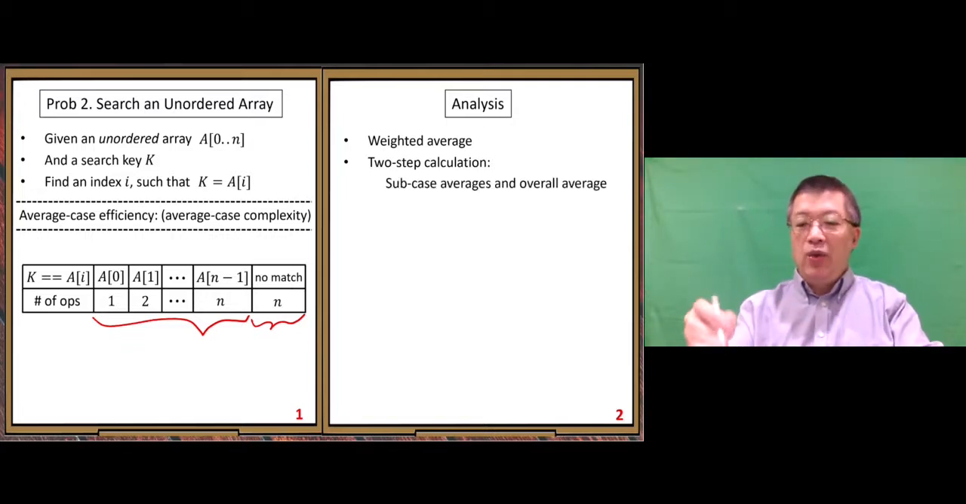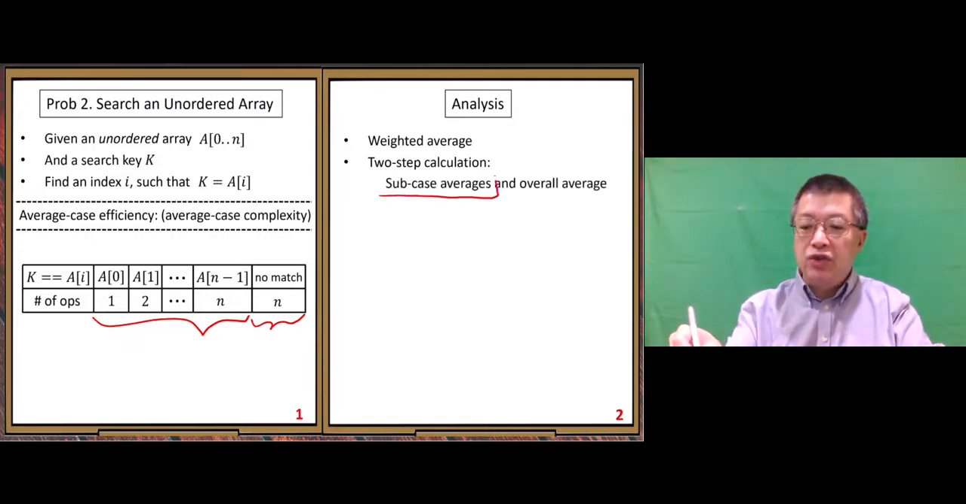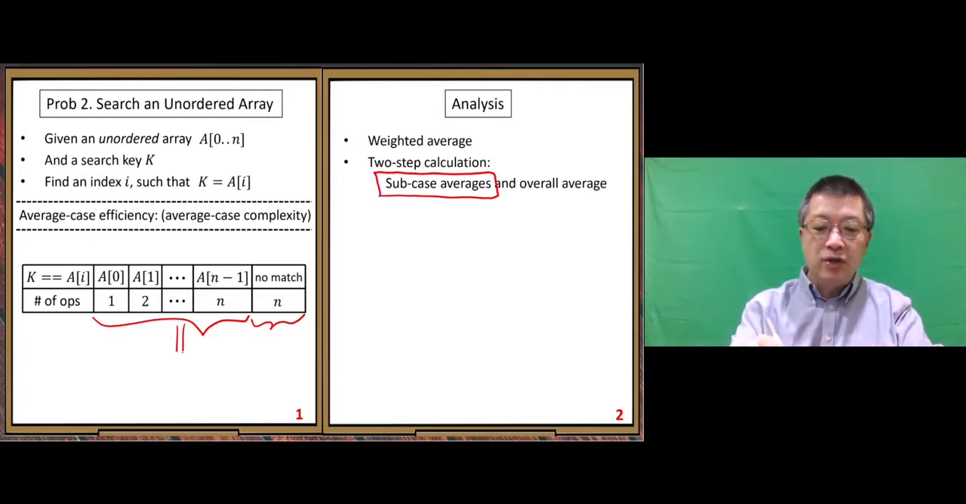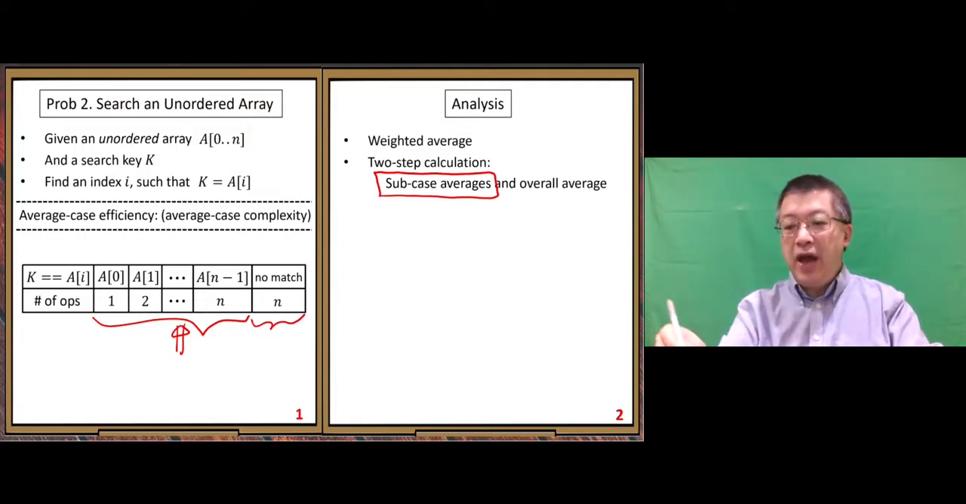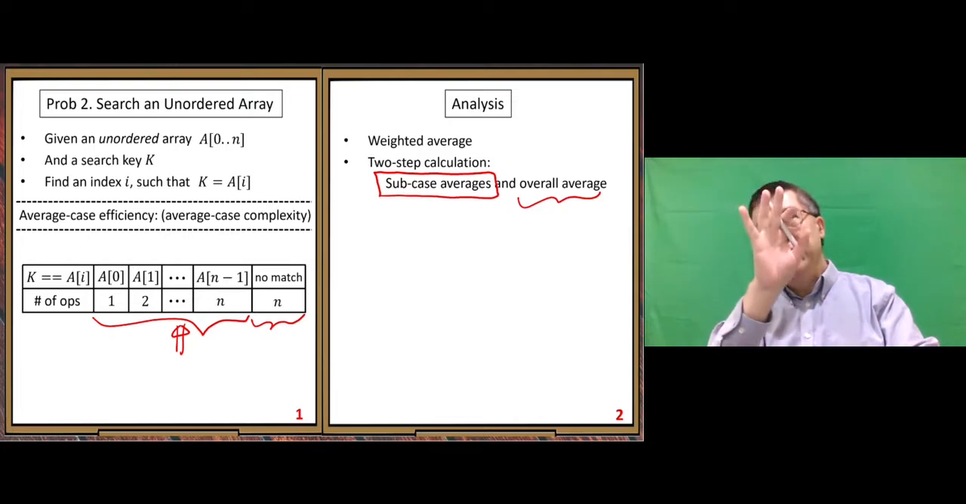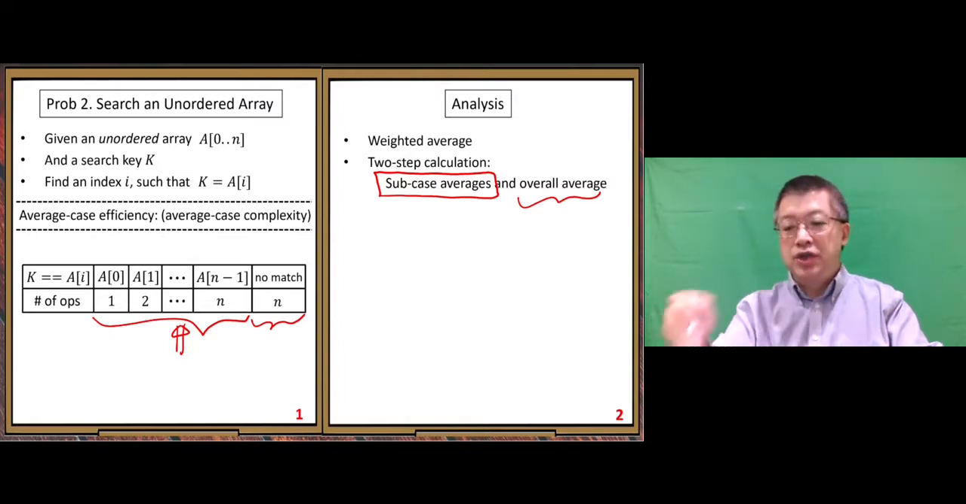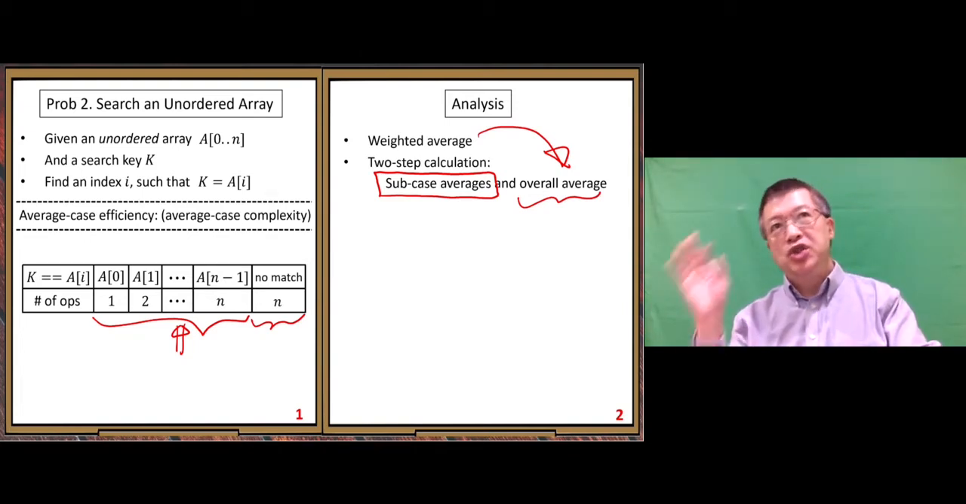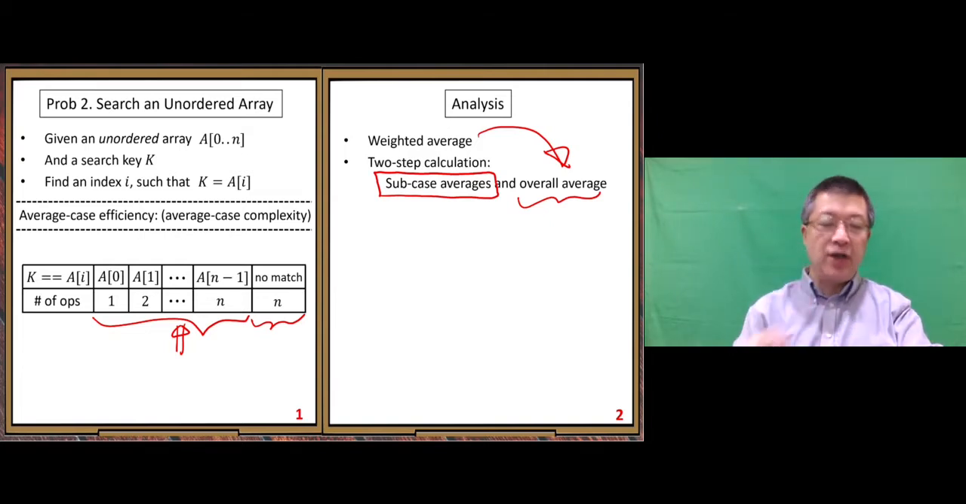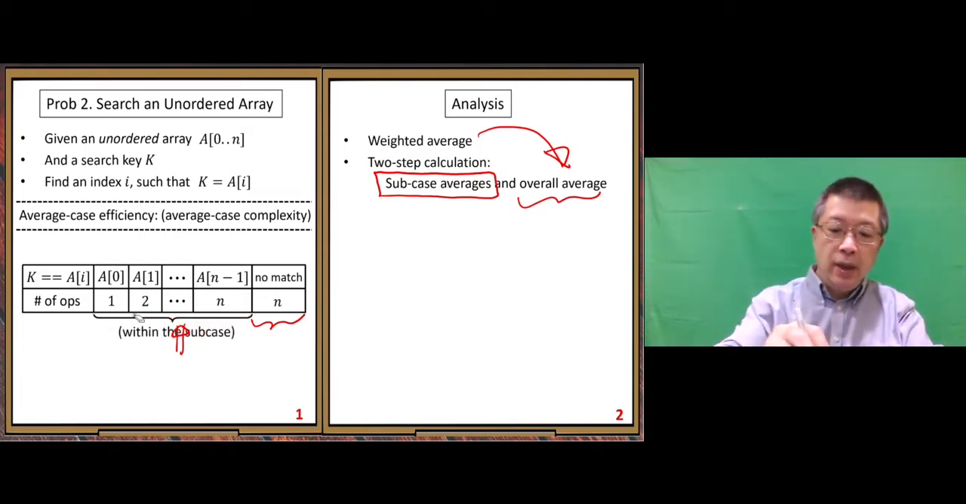The first step, we calculate the subcase average. For each subcase, we can find its average. So that's relatively easy. After that, we combine those averages for subcases, doing the weighted average, then we get the overall average. Those are the two steps. Let me show you how to do it in this example.